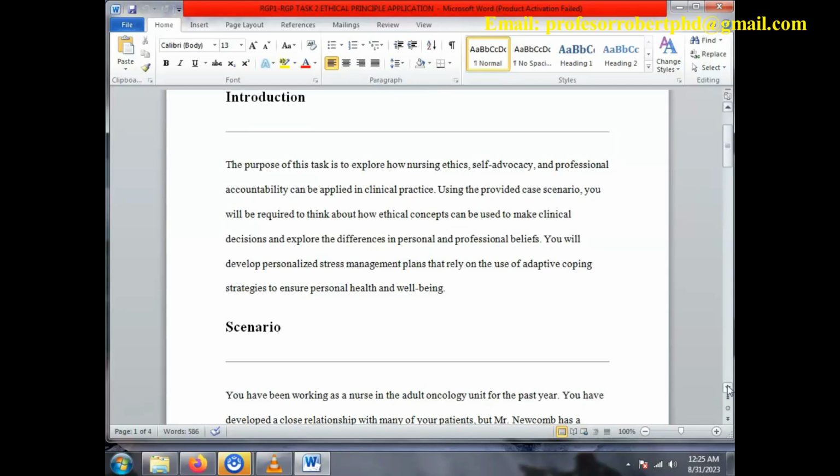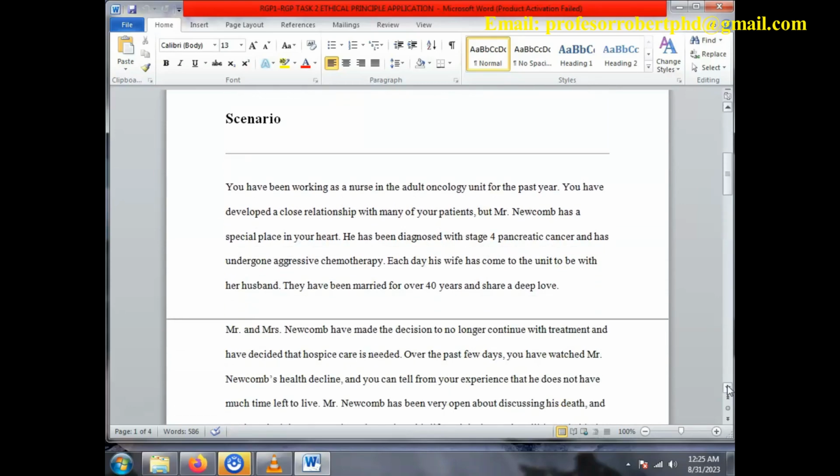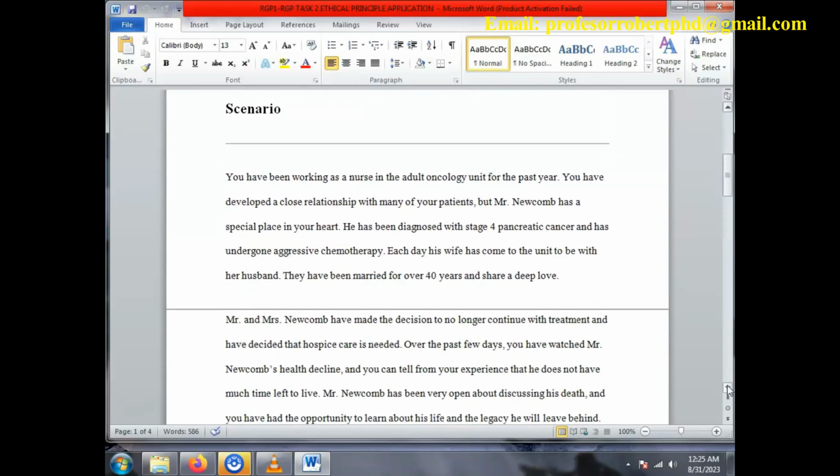You will develop personalized stress management plans that rely on the use of adaptive coping strategies to ensure personal health and well-being. Scenario: you have been working as a nurse in the adult oncology unit for the past year. You have developed a close relationship with many of your patients, but Mr. Newcomb has a special place in your heart. He has been diagnosed with stage 4 pancreatic cancer and has undergone aggressive chemotherapy.